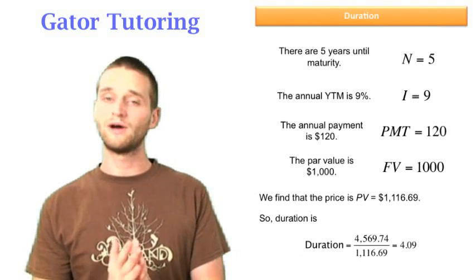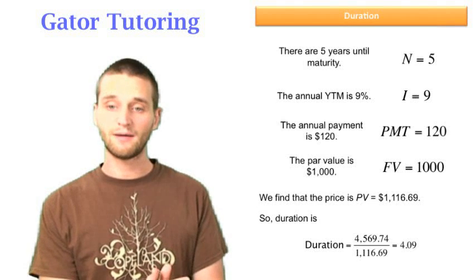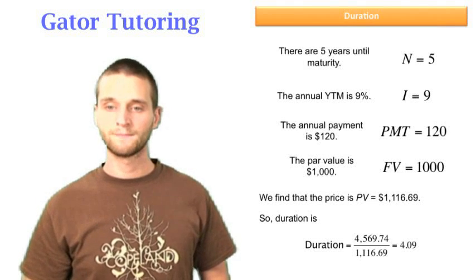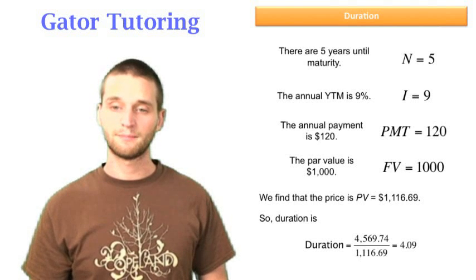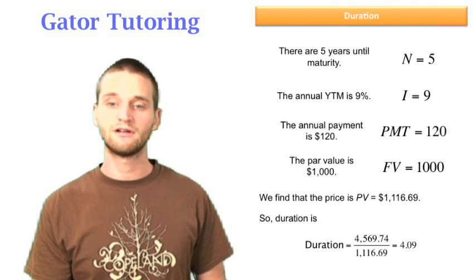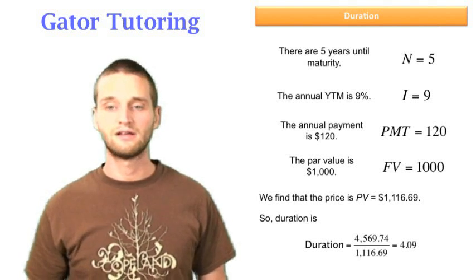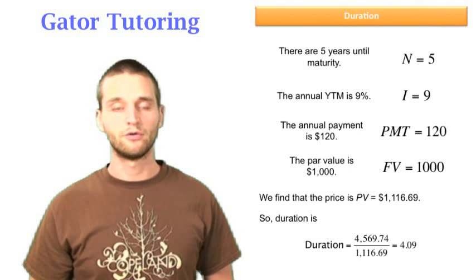So the duration is just the ratio of these two things. The sum of the weighted cash flows, present value on top, divided by the price of the bond. So the $4,569.74 divided by the $1,116.69 gives us a duration of 4.09 years.